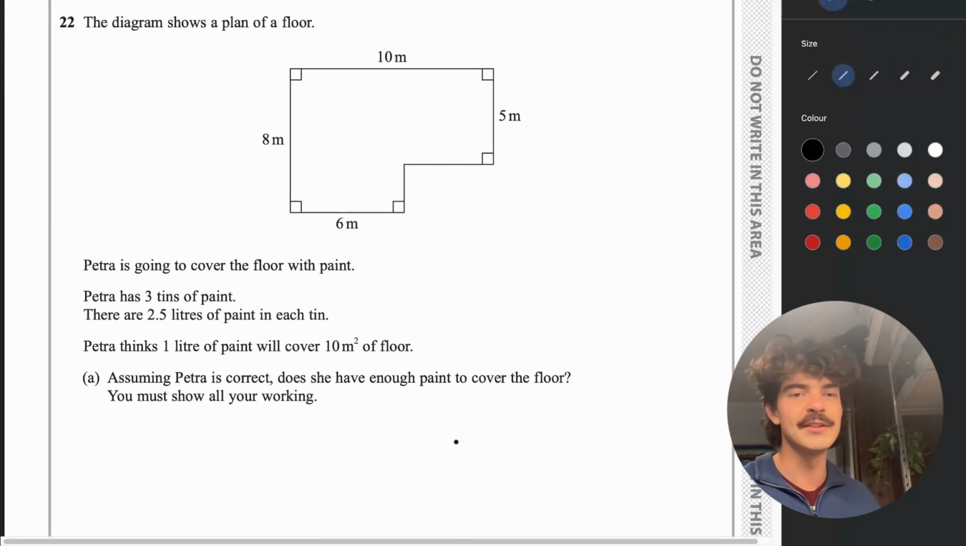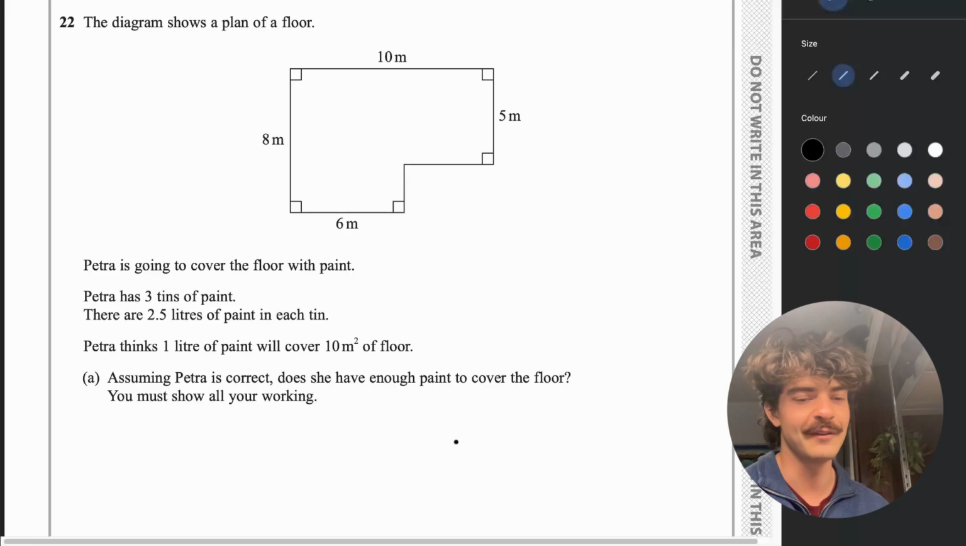Okay, on to question 22. We have a floor plan. Okay, it's not a very nice floor plan. It looks like some compound shapes here where we've got different rectangles or squares put together to make this diagram. But let's read the context first to see what's going on.